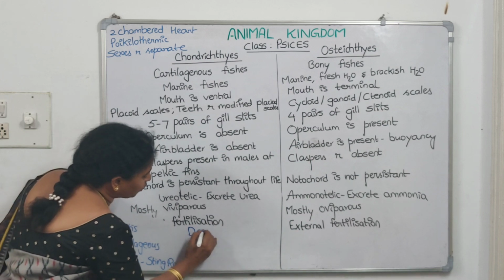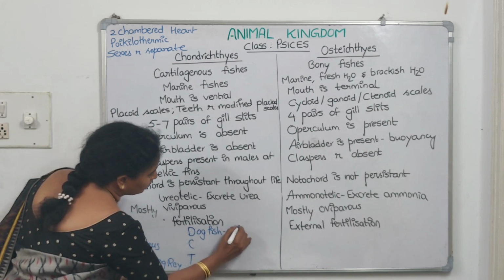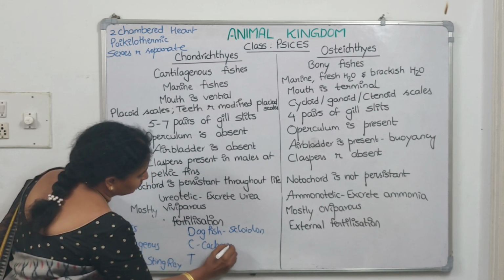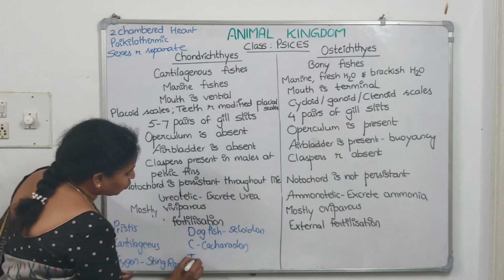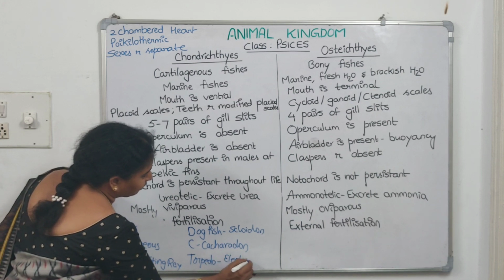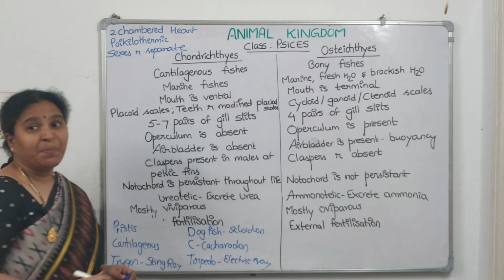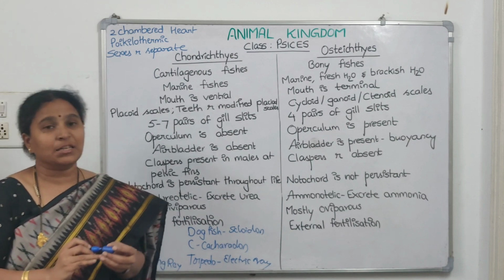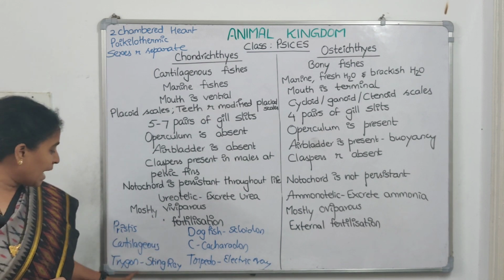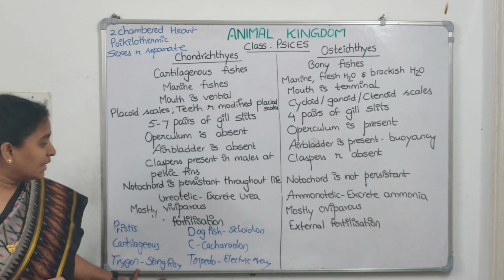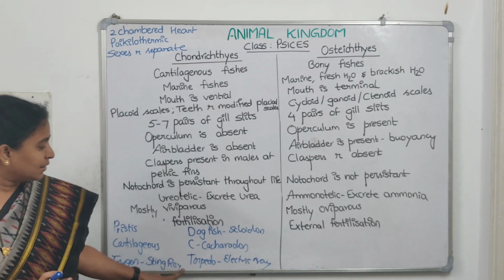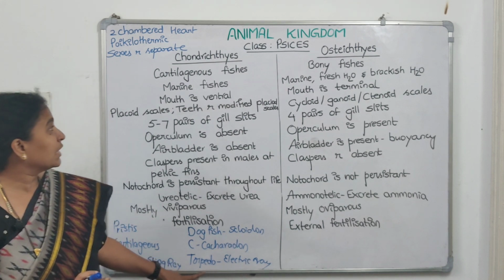D is for dogfish, Scoliodon. And C is Carcharodon. And this T is Torpedo. Torpedo is called the electric ray. So with the small code PCT, DCT, we are memorizing the examples of cartilaginous fishes. P stands for Pristis, the sawfish, C stands for Carcharodon, T stands for Trygon, which is called stingray, D stands for Scoliodon, which is dogfish, C stands for Carcharodon, and T stands for Torpedo or electric ray. So these are examples of Chondrichthyes.